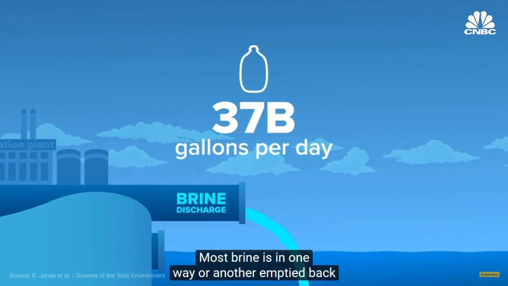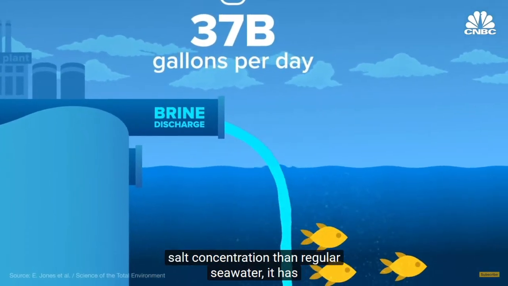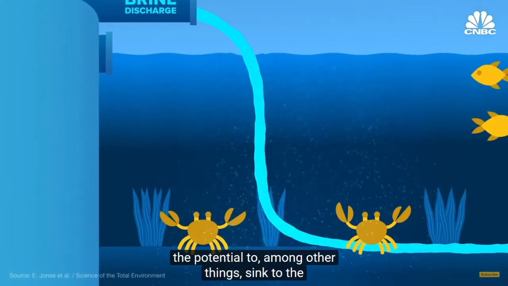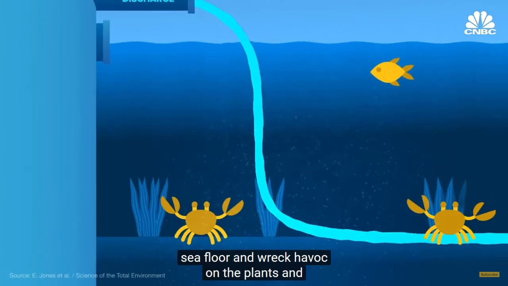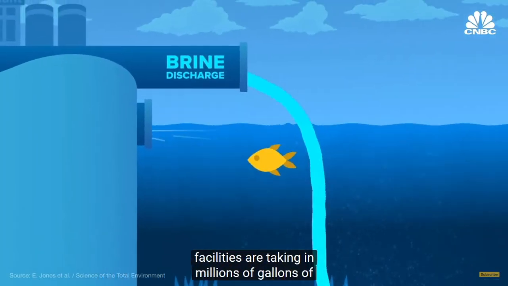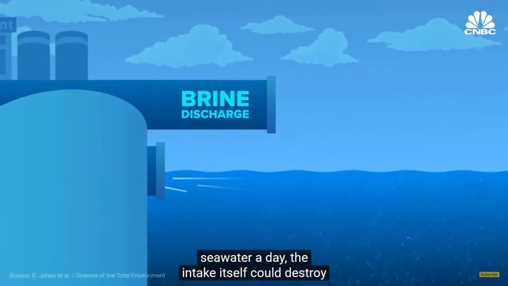Most brine is in one way or another emptied back into the ocean, but because it has a much higher salt concentration than regular seawater, it has the potential to, among other things, sink to the seafloor and wreak havoc on the plants and animals found there. In addition, because these facilities are taking in millions of gallons of seawater a day, the intake itself could destroy local marine life.